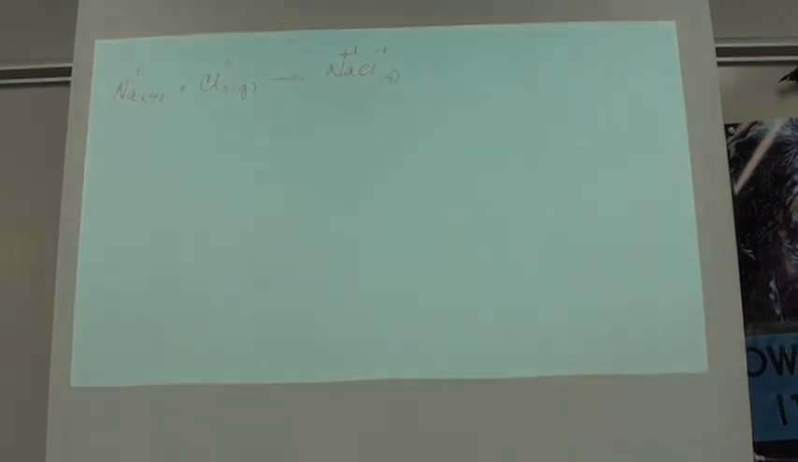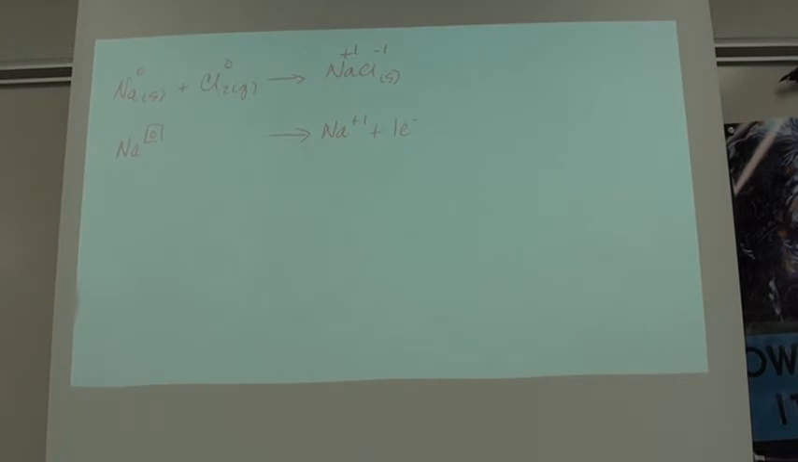Number 11 has elemental sodium plus elemental chlorine forming the ionic compound sodium chloride. Need to add some oxidation numbers: 0, 0, plus 1, minus 1. Starting with oxidation first, what's oxidized? Sodium went from 0 to plus 1. And 1 electron will balance that half reaction.